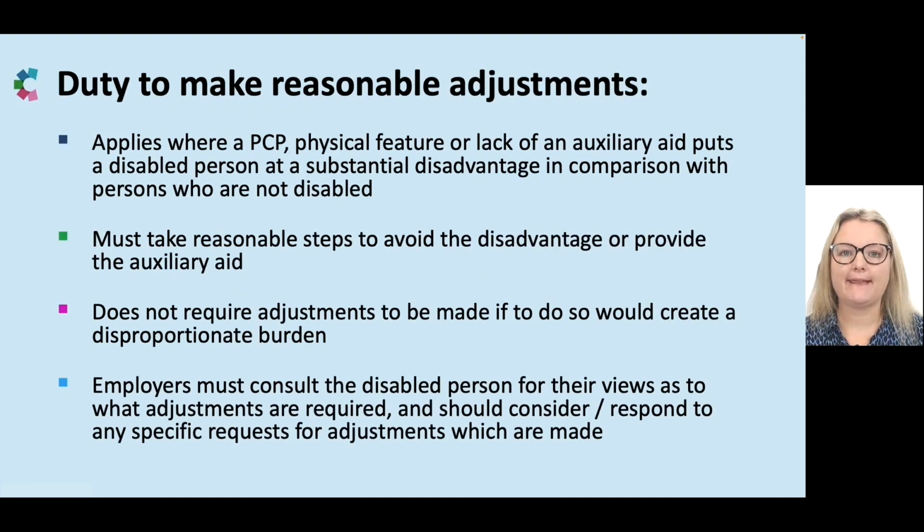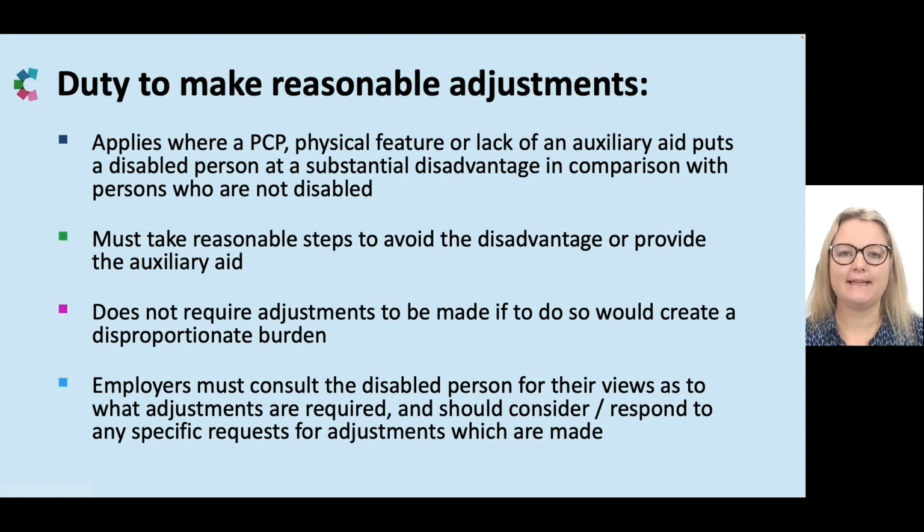Moving on to the duty to make reasonable adjustments. This applies in 3 different scenarios. So where there is a provision, criterion or practice is the first scenario, or a physical feature, or a lack of an auxiliary aid, which puts a disabled person at a substantial disadvantage in comparison with people who are not disabled. And where one of those tests is met, what the employer must do is take reasonable steps to avoid the disadvantage or provide the auxiliary aid.